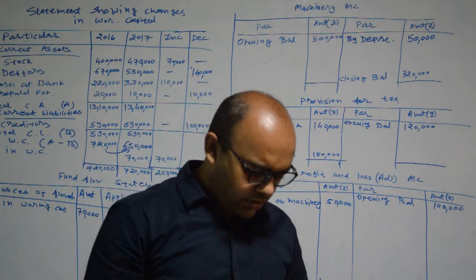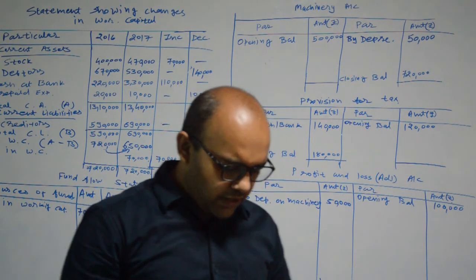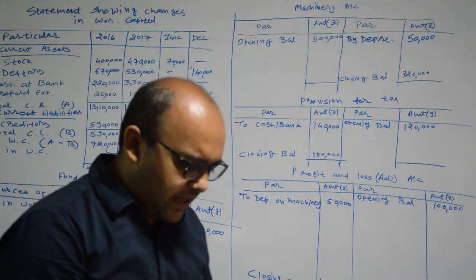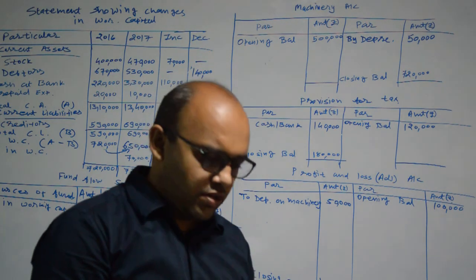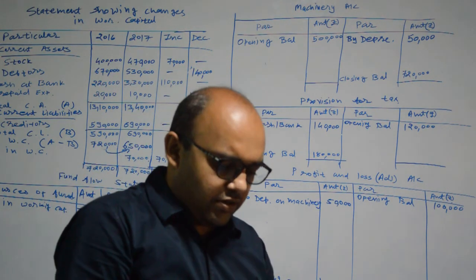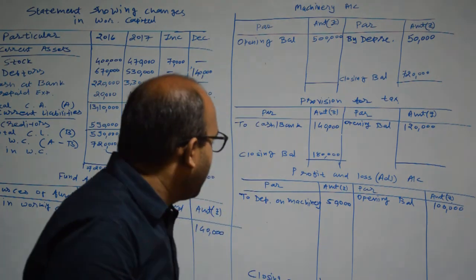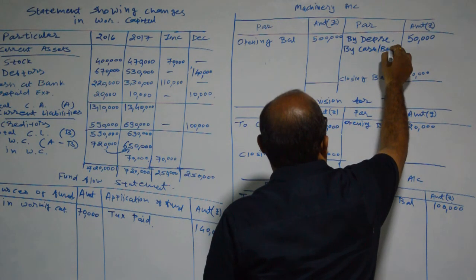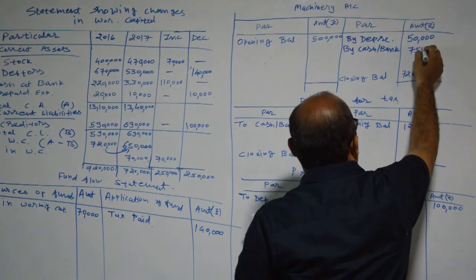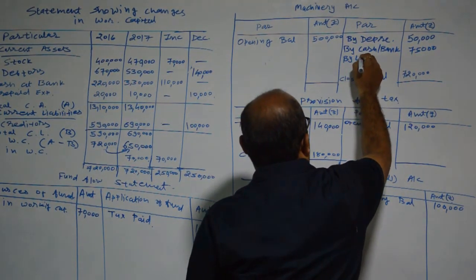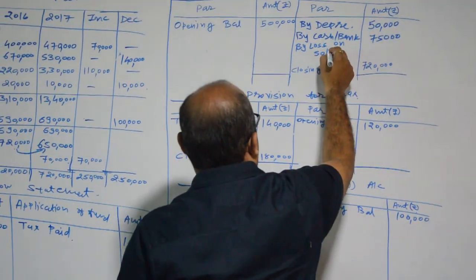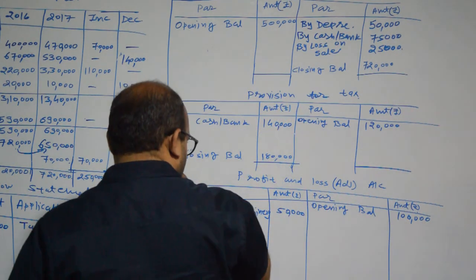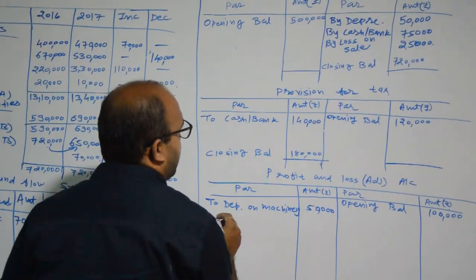Okay. Then after, machinery with a book value of rupees 1 lakh was sold for rupees 75,000. So the journal entry will be cash or bank account debit 75,000, loss on sale of machinery 25,000 to machinery account, by cash or bank 75,000, by loss on sale 25,000. The effect of loss will be given on the debit side of the profit and loss adjustment account.